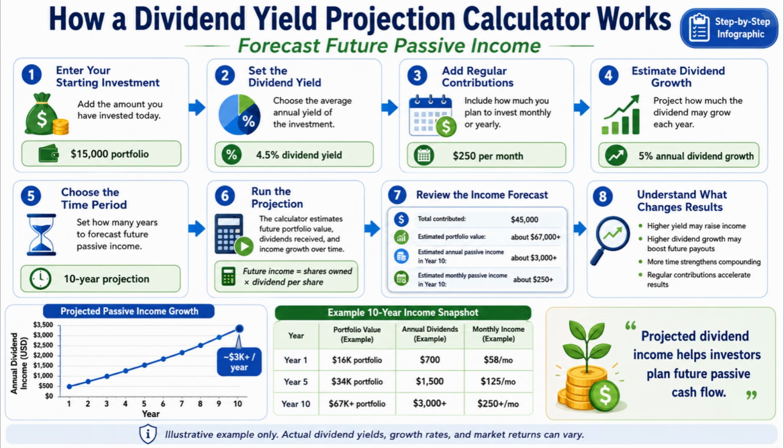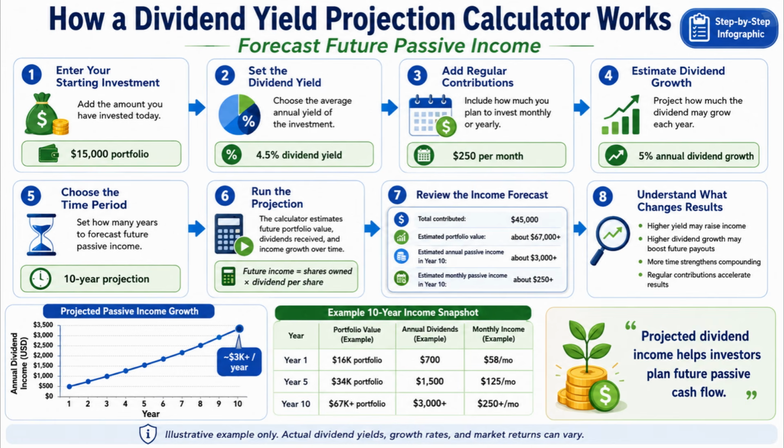In addition, the calculator helps you see how passive income can grow step by step over time. In the early years, the income may be modest, but as contributions continue and dividends increase, the projected income can become much more meaningful. Moreover, the results can change depending on several important factors.